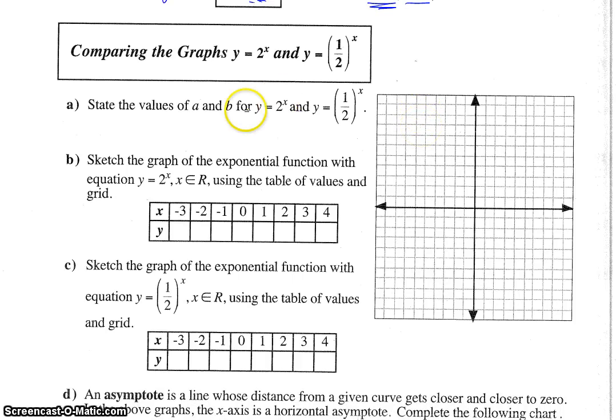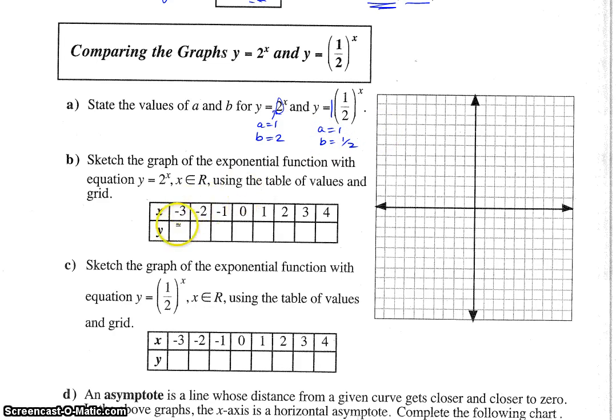Okay, we're going to look at the graphs of 2 to the x and 1/2 to the x just to see in general what these graphs look like. Okay, state the values of a and b for each of these. Well, a is the number in front of that, so that would just be 1, whereas b is your base of your power, which would be 2. For this one, a is 1 again because the number in front is a 1, but the base of our power is 1/2. Okay, sketch the graph.